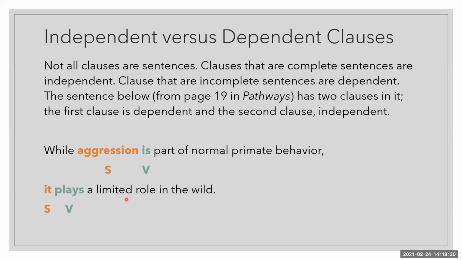Another way is to look at the first word in each clause. In this clause, it plays a limited role in the wild, it is the first word in the clause and the subject of the verb plays. So it's an independent clause because it begins with the subject and has the verb right after it. But in this clause, the first word is the adverb while, and the subject, aggression, comes after it, followed by its verb. This word order identifies this clause as the dependent clause.